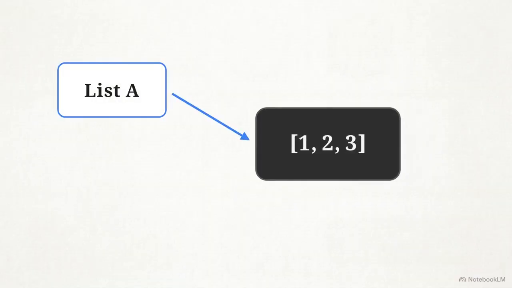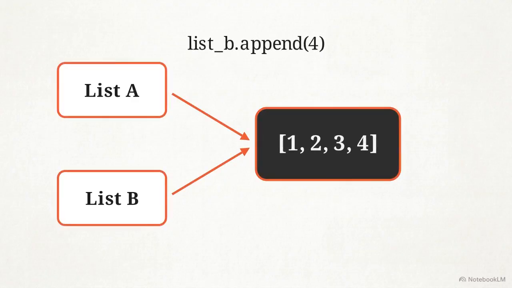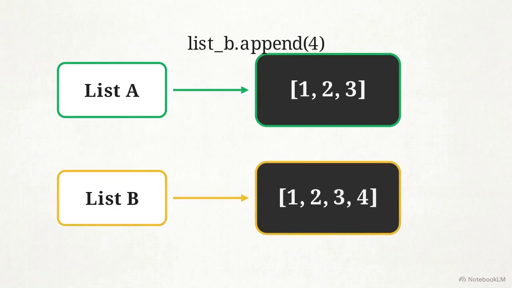In Python, the equals operator creates a second pointer to the same memory block. Mutating the second list changes the first, causing shared corruption. The .copy method fixes this by allocating a new memory block to clone data securely, ensuring variables remain independent.